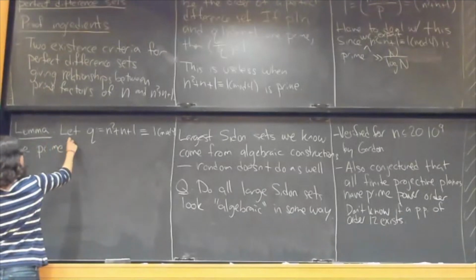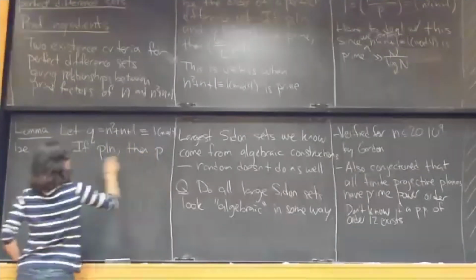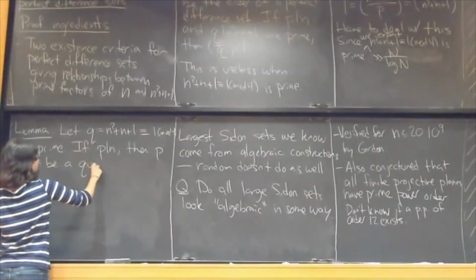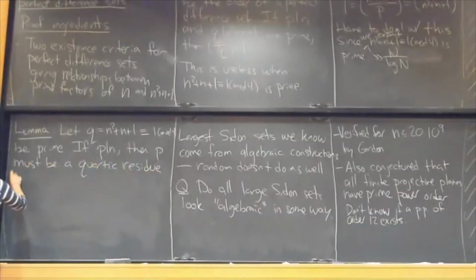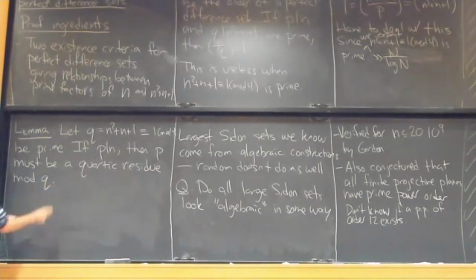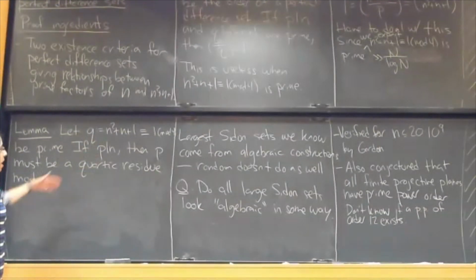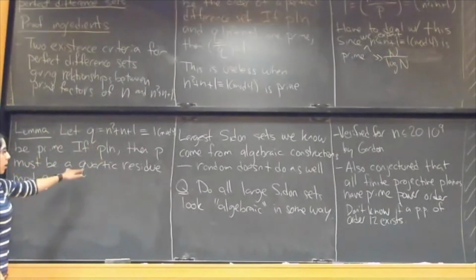Then if P is any prime dividing n, P must be a quartic residue mod Q. This looks superficially similar to Mann's criterion, but in contrast to Mann's criterion, there isn't any positive density subset of the n such that n squared plus n plus 1 is a prime that's 1 mod 4, such that this conclusion is empty. So we can actually use it.